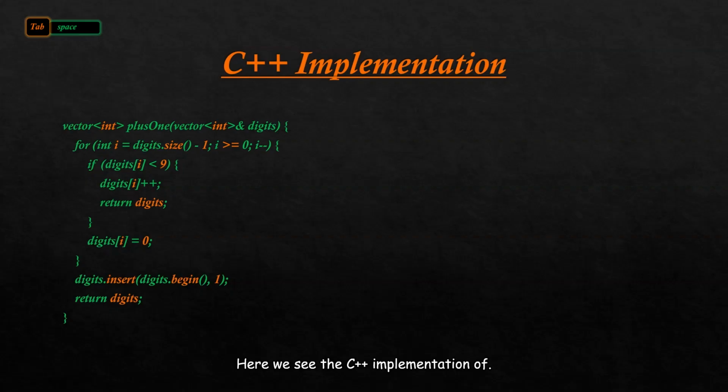Here we see the C++ implementation of the algorithm. We loop from the last index to the first. If a digit is less than 9, we increment it and return the result. Otherwise, we set the digit to 0 and continue. After the loop, we insert 1 at the beginning to handle the all 9 cases. This solution is clean, readable, and efficient.